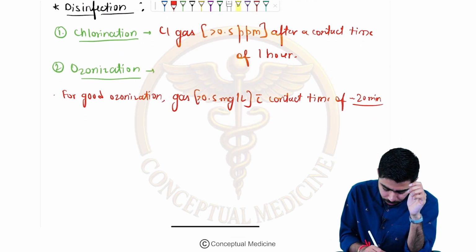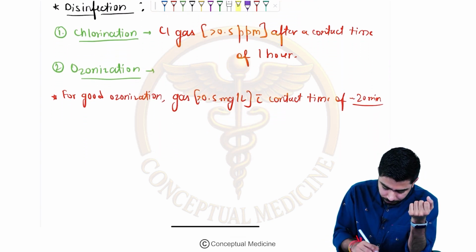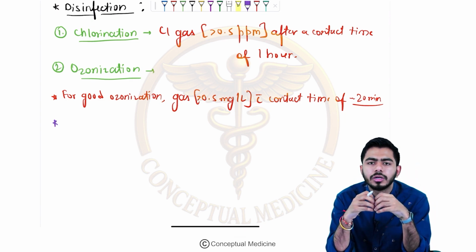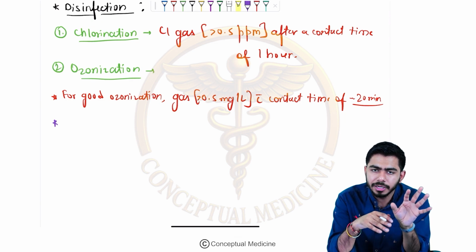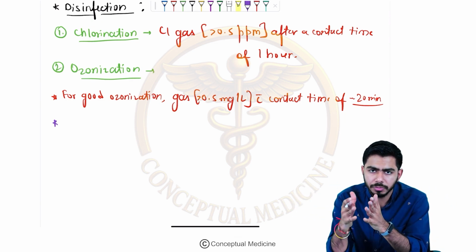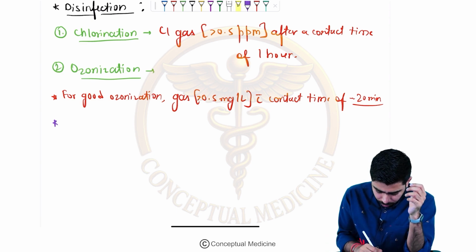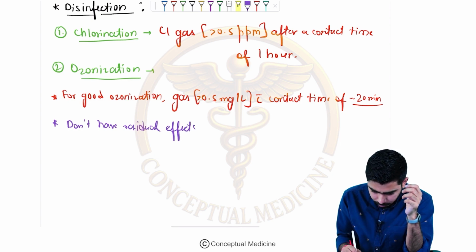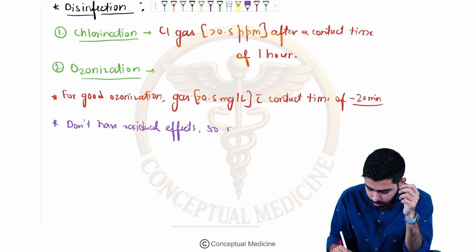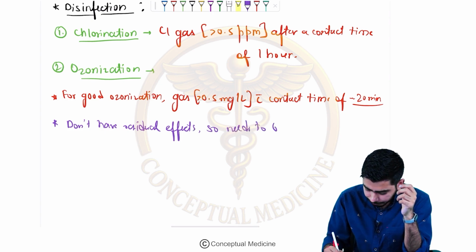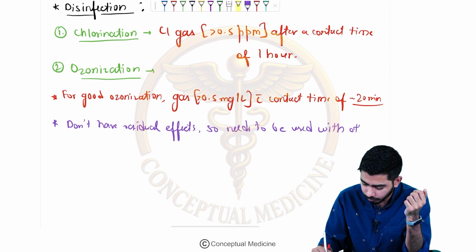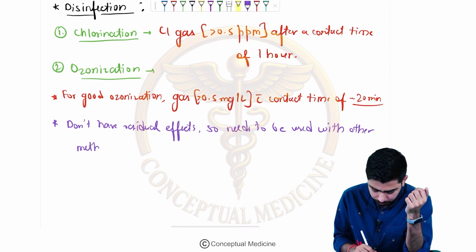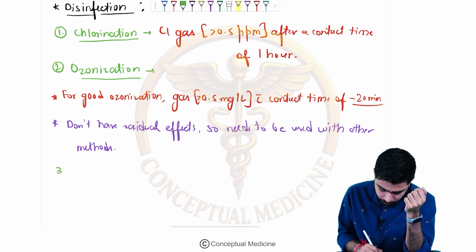And as I told you already, the next important point is that if we want good purification of the water, ozonization can't be used separately. It has to be used in combination with other filtration methods, because it doesn't have residual effects, so it needs to be coupled with other methods of filtration.